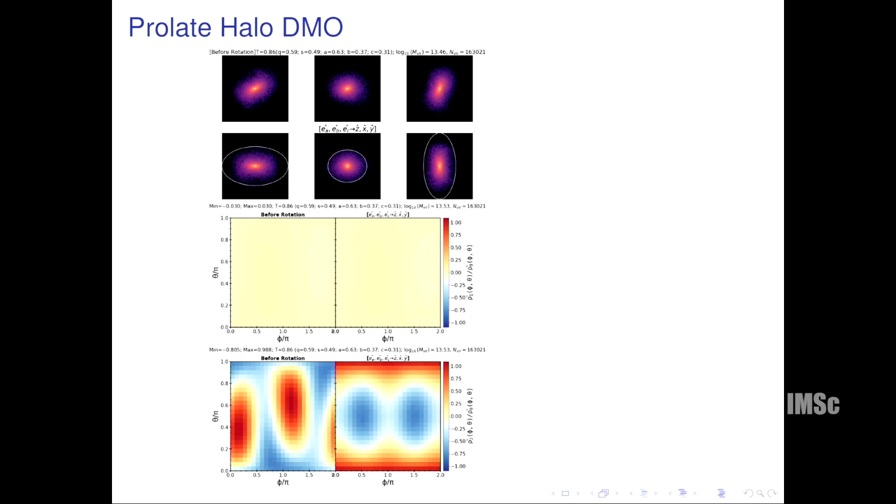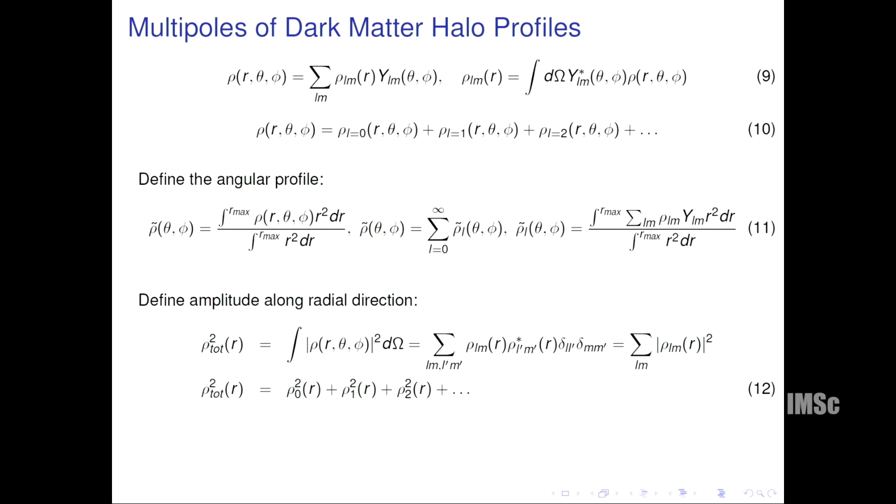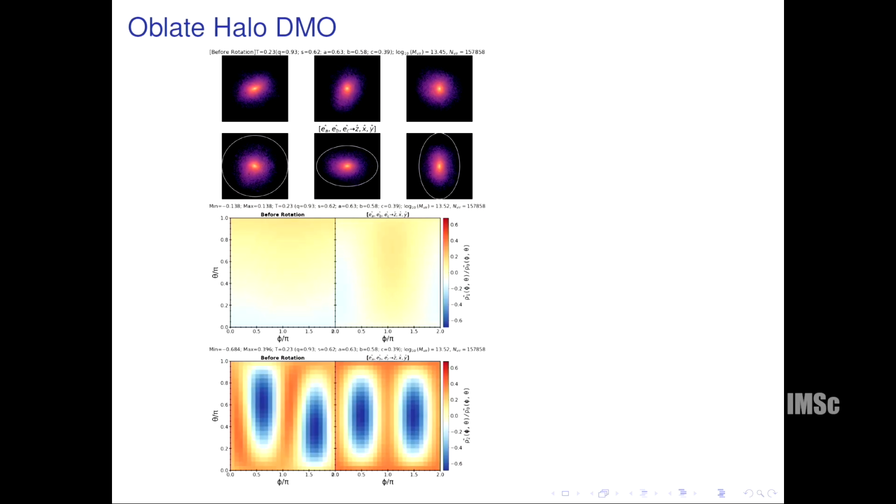So let's just go back and stare at the quadrupole part after alignment. You'll start seeing that they get sharper based on what orientation we have chosen. So this is one way of identifying which halo is oblate, prolate, or triaxial.